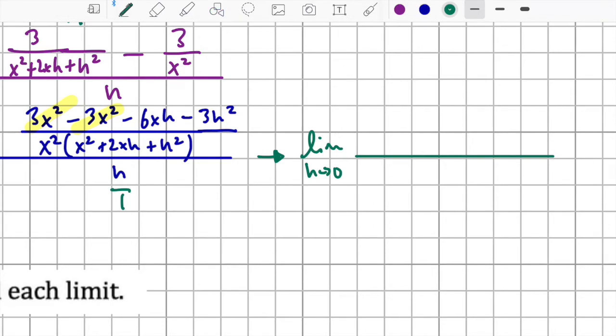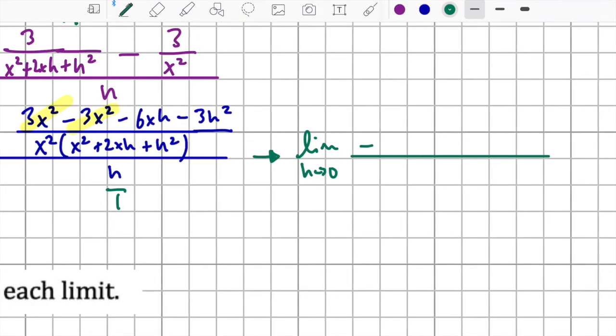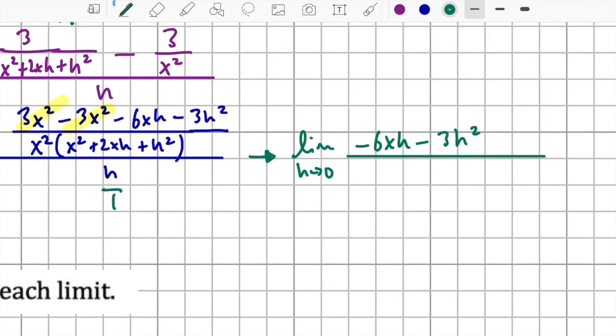Okay, so in the numerator we're going to end up with negative 6xh minus 3h squared, and in the denominator we're going to get h times x squared times x squared plus 2xh plus h squared.